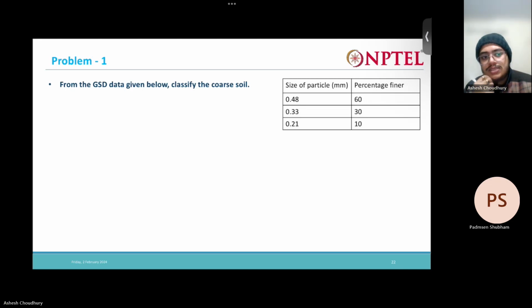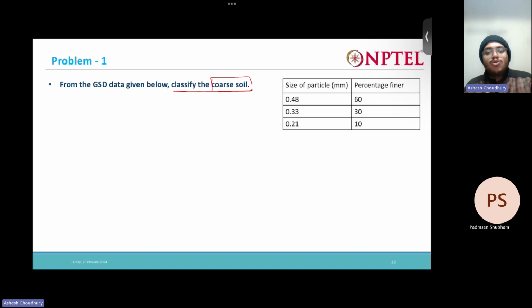Now, in the question, it is clearly given to classify the coarse soil. So this makes your task easier, right? The soil is coarse soil. So if the soil is coarse soil, it can be either sand or gravel.